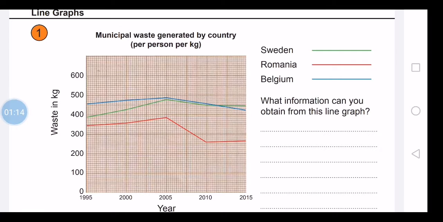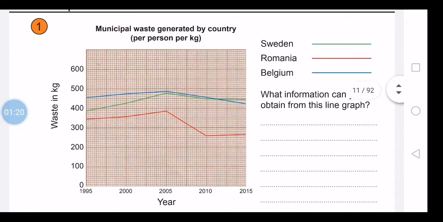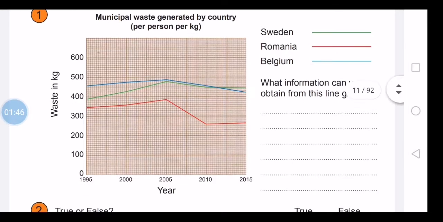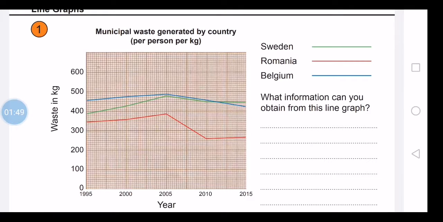Now, the data is actually a set of 5 points for each country. So a point was drawn at 1995. A point was drawn at 2000 for each of the 3 countries. So for Sweden, it would be a green point, Romania, a red point, Belgium, a blue point. So the waste was measured every 5 years and a point was drawn on the graph. Okay? And then they did that again for 2005, for 2010, and for 2015. And then basically what was done was that the points for each country were joined together with a line.